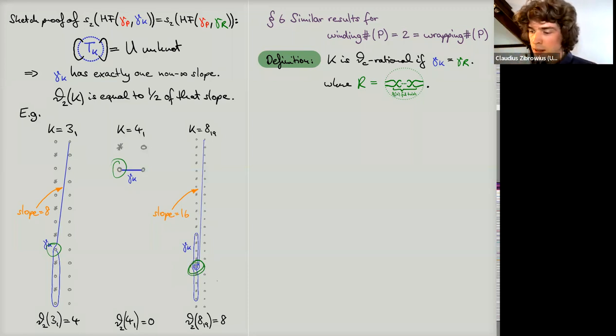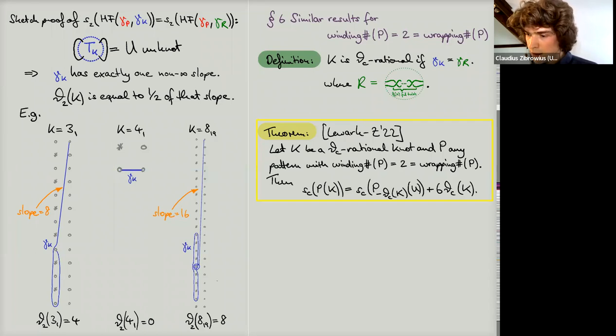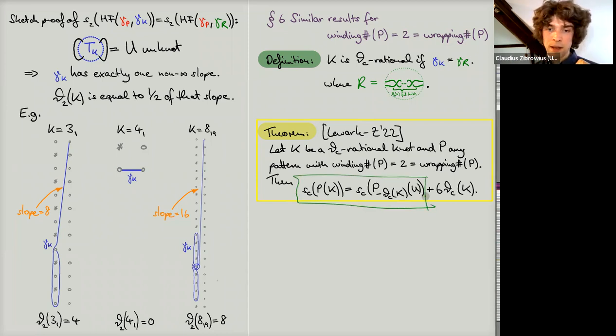The way that I currently think about this is in terms of an analogy to Jen Hom's epsilon invariant. How do I explain this? This is the theorem that we prove in the winding number 2 case when the companion knot is theta rational. This piece here is precisely the thing that we had before, and then we just have this additional summand.